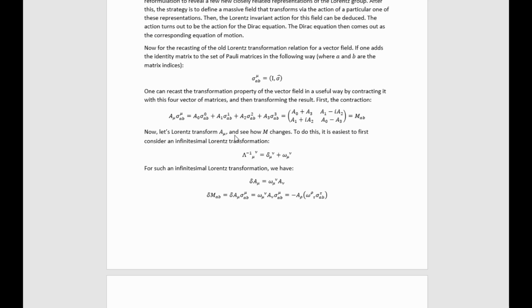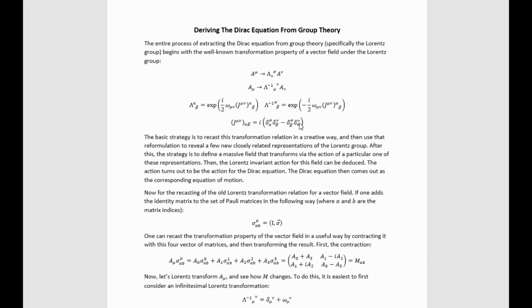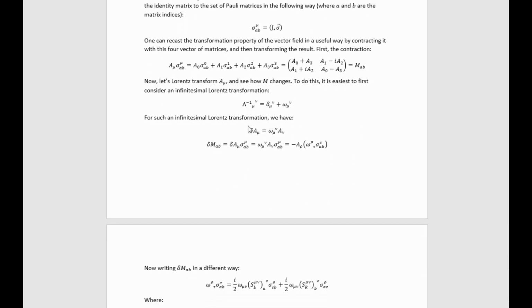Now let's Lorentz transform A_mu and see how M changes. To do this, it is easiest to first consider an infinitesimal Lorentz transformation. Seeing as we're dealing with a covariant vector, we need to Taylor expand this lambda inverse tensor and then take the limit that omega is very, very small, and therefore you only get the term linear in it surviving in addition to the constant term. And of course the thing we're expanding and taking that limit on is just the expression given up here with these generators, where these parameters are antisymmetric.